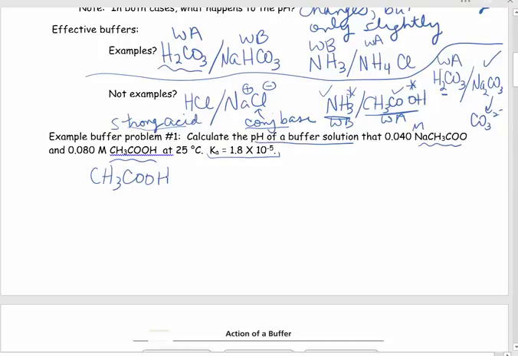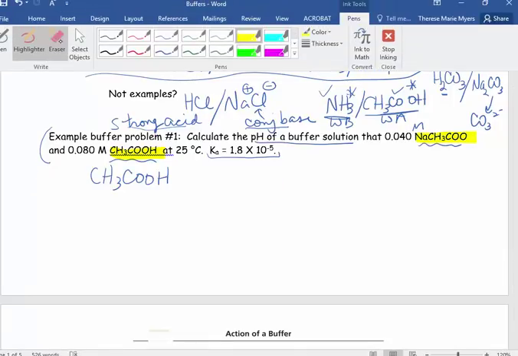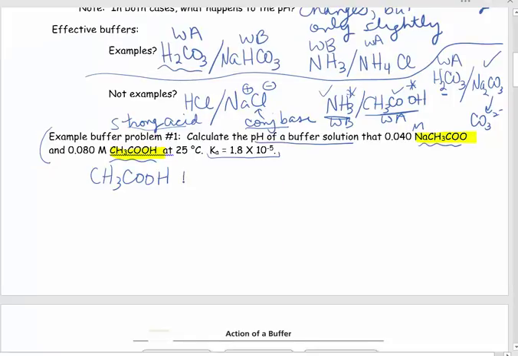Now notice we don't have anything else. In this problem, there's nothing else in the solution. We're not adding a strong acid. We're not adding a strong base. All we have are the 2 components of the buffer solution. So therefore, we're not going to be adding HCl or NaOH or anything. Okay, instead, we're going to react one part of the buffer, once again, with water. Okay, because now in this problem, there's no additional strong acid or strong base.